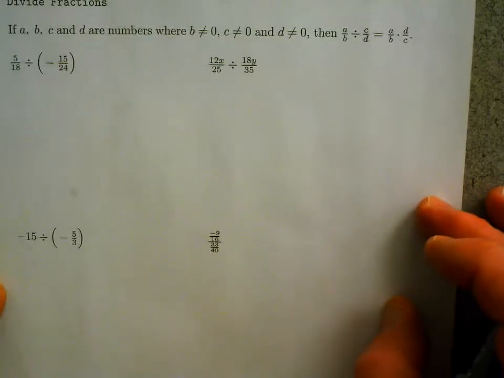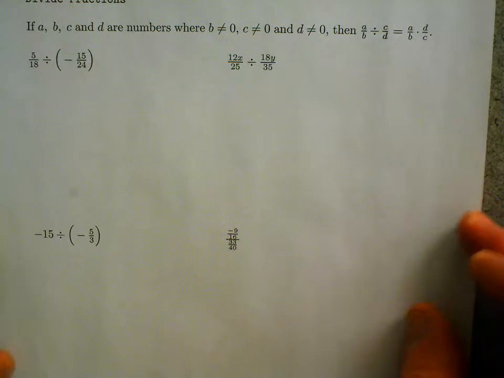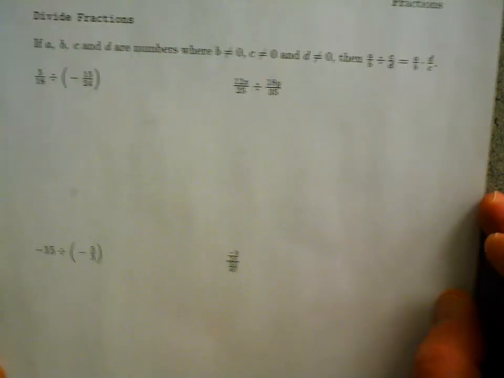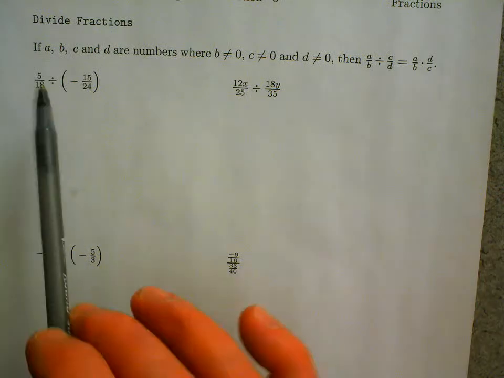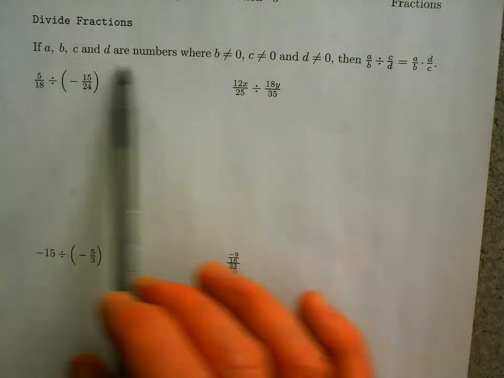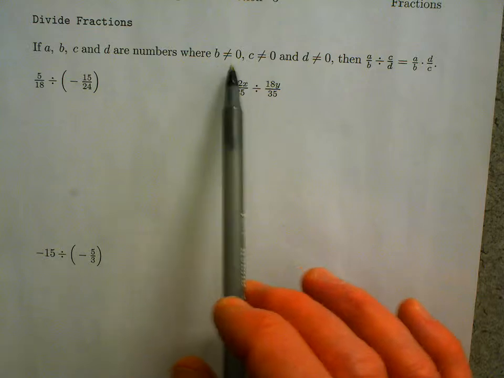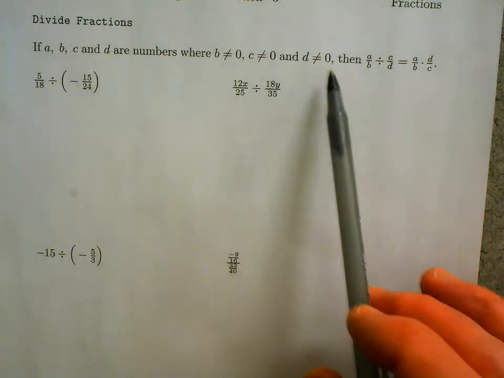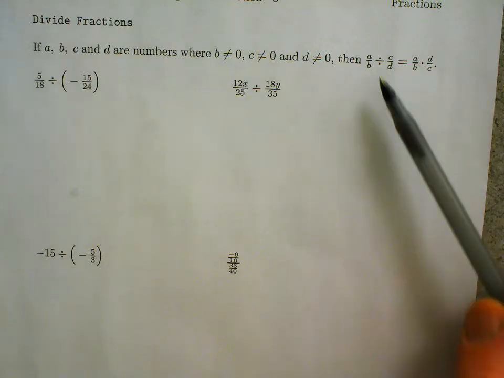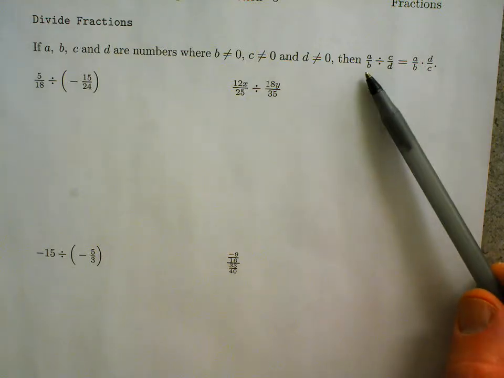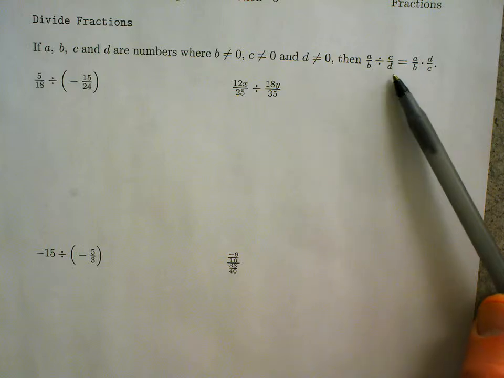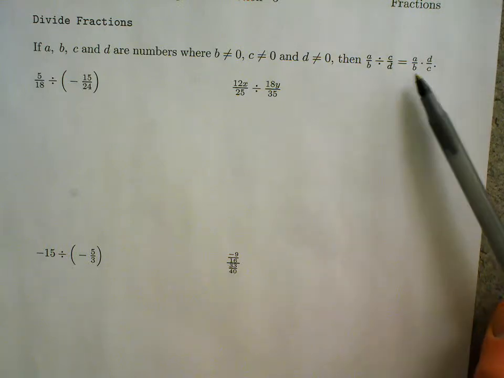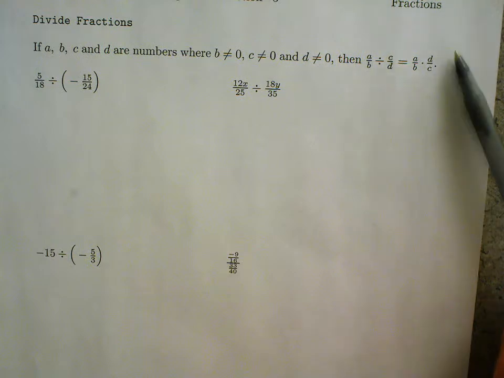So this one is on division of fractions, divide fractions. So here's the definition for division. If A, B, C, and D are numbers where B does not equal 0, C does not equal 0, and D does not equal 0, then A over B divided by C over D is equal to A over B times D over C.